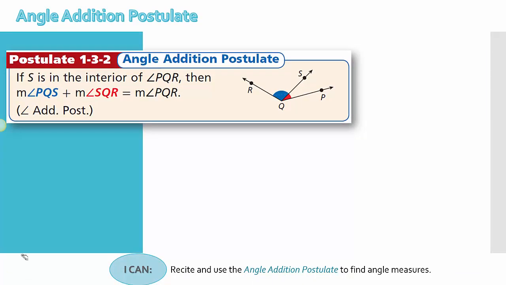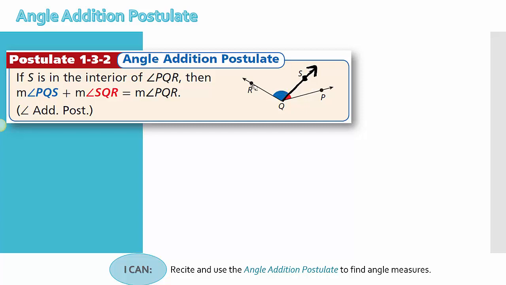So a postulate that we're going to be using in this section primarily is called the angle addition postulate. And it centers around the fact that if you have two angles right next to each other and they share a side, so you have this point S that's on the interior of the angle, so you can draw ray QS on the interior of the angle so that the two angles share a side. When you add the two smaller angles together, they equal the bigger angle.